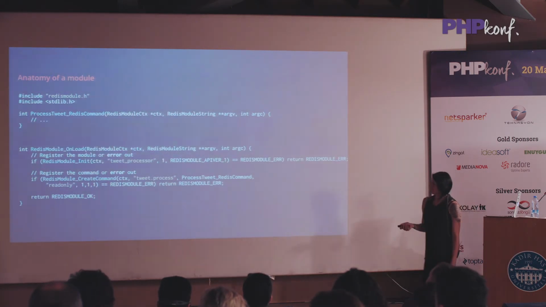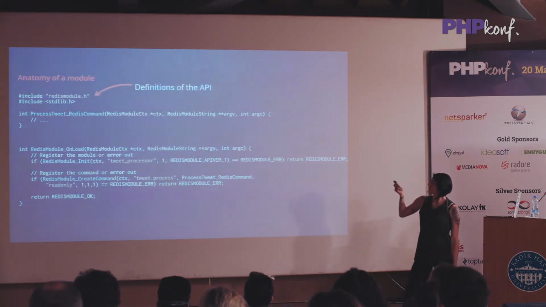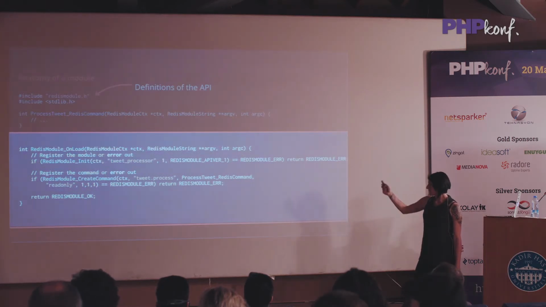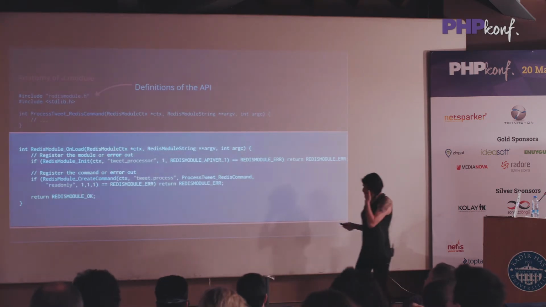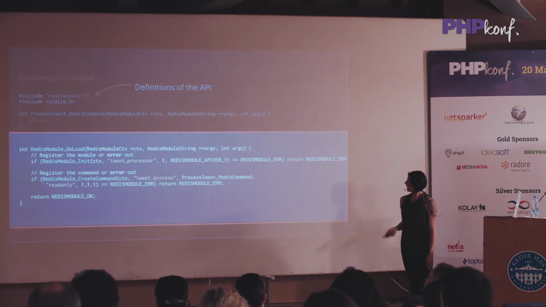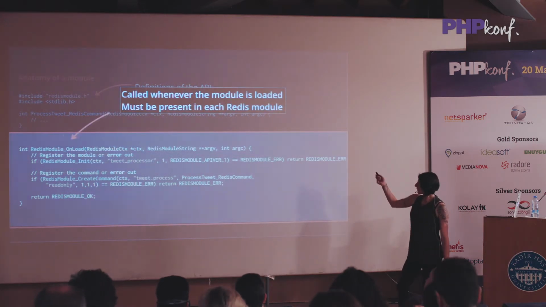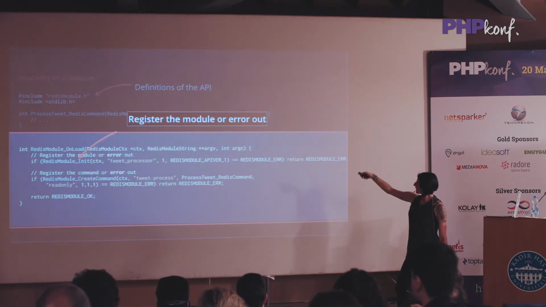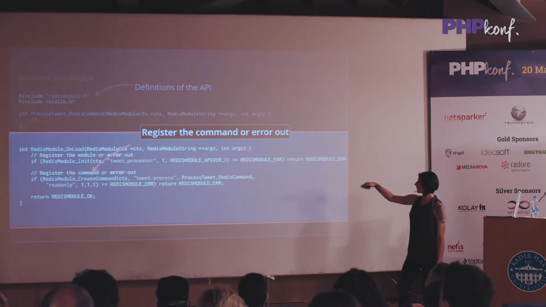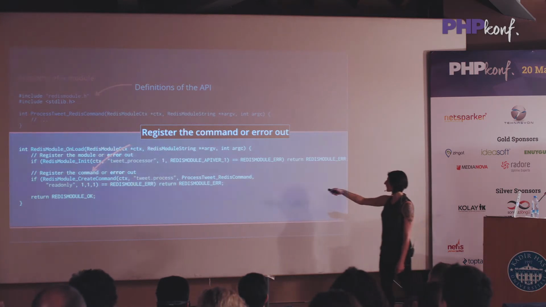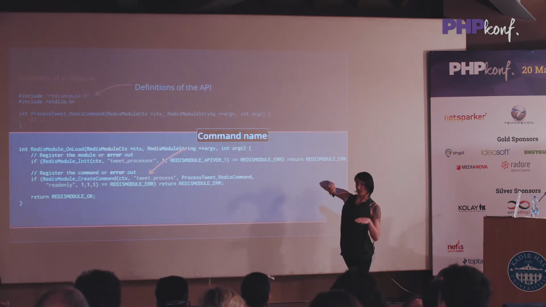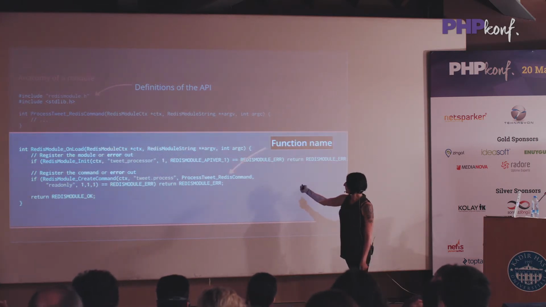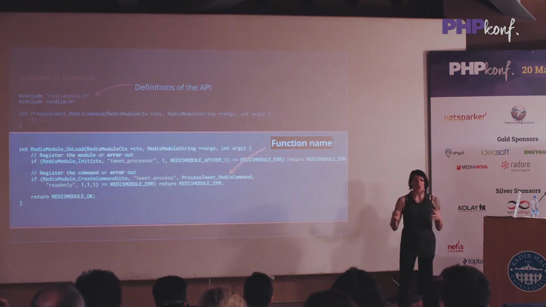Anatomy of a module. Every module should contain the definitions of the API, the header file, in the beginning, and then it should have this function, Redis module onload, which registers the module and the command. Register the module or error out, register the command or error out. This is the name of the command that we will be typing in the command line. This is the name of the function that contains the logic of the module.